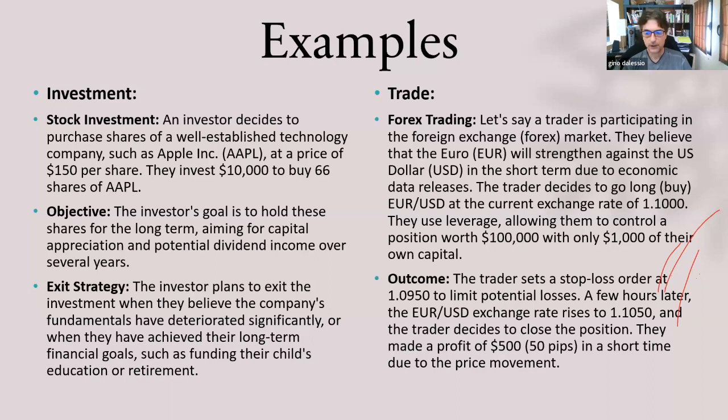Or the market goes up and the trader gives the broker a profit target at 1.1050, and the market goes up, it hits the profit target, and the trader executes the trade and sells his position of euro dollars, and the trader has made $500. That's a lot of money in a very short time frame.